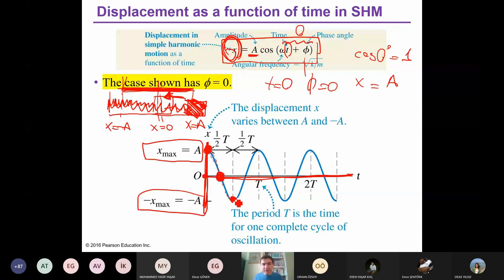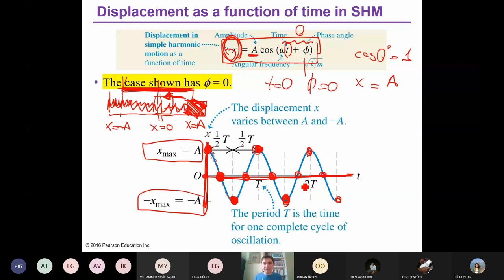Okay, and it will go back to the equilibrium, it will go back to the maximum positive amplitude, then back to the equilibrium, then the maximum negative amplitude, equilibrium, maximum amplitude, equilibrium, maximum negative amplitude. Okay, so it will go like this. So this was the starting point of the mass. Then it has back and forth motion, periodic motion, simple harmonic motion.